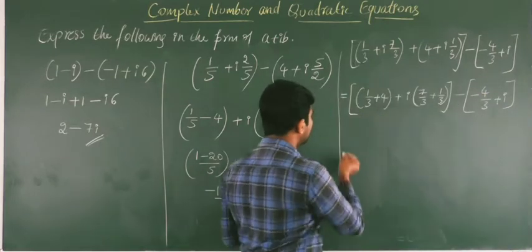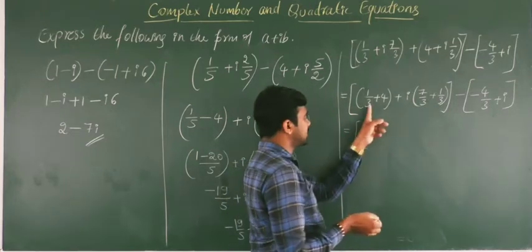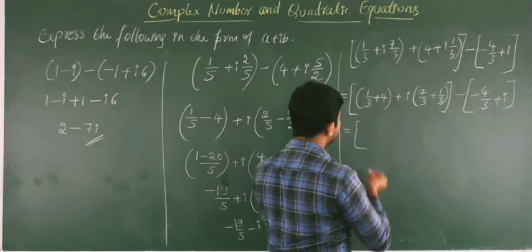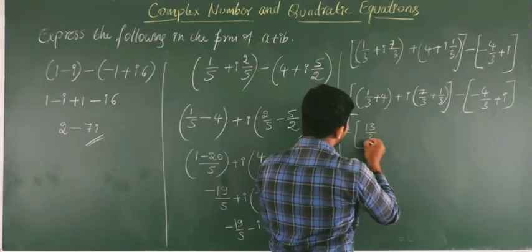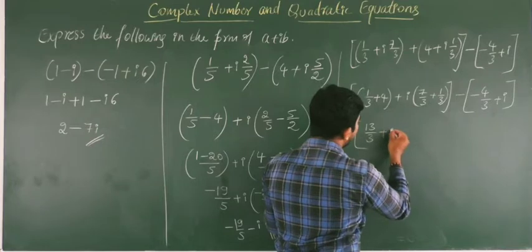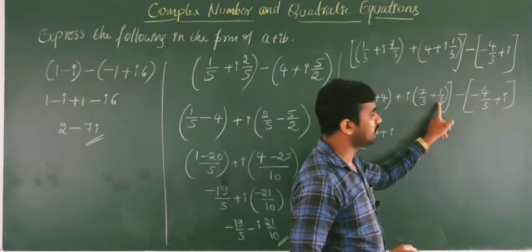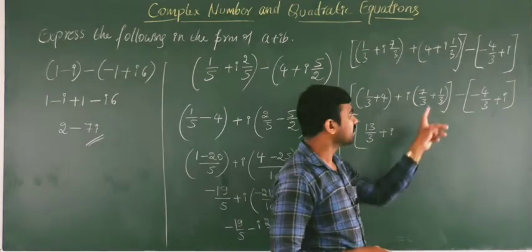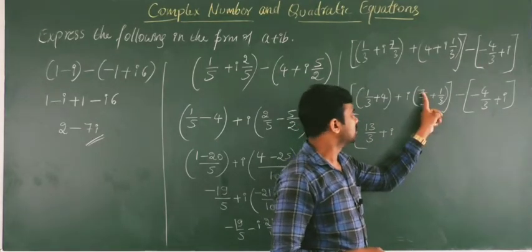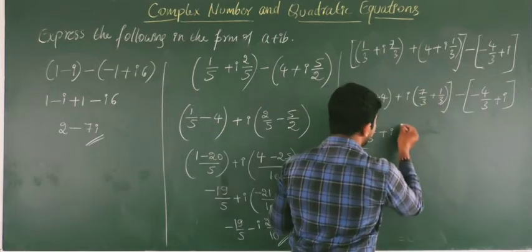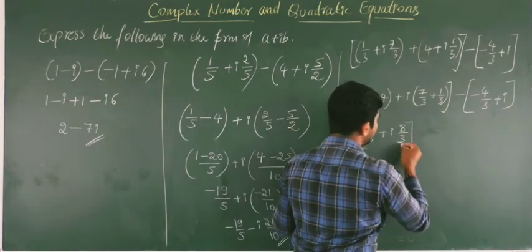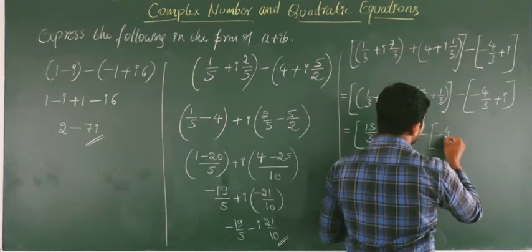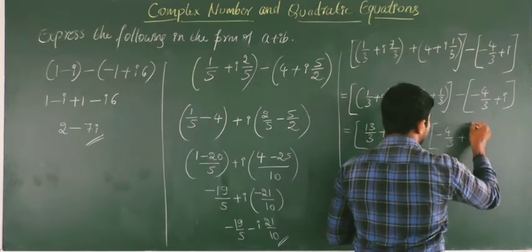Now see here, what will you get? Take the LCM. So 3 is the LCM. So 1 plus 12 divided by 3, that is nothing but 13 divided by 3. Plus I into, here we have the same denominator for both terms, so we can operate the numerators with the sign addition. So 7 plus 1 is nothing but 8 divided by 3 we got. Minus 4 by 3 plus I.